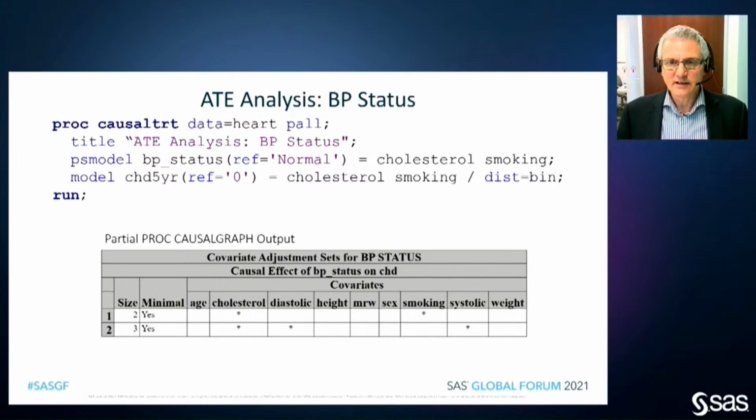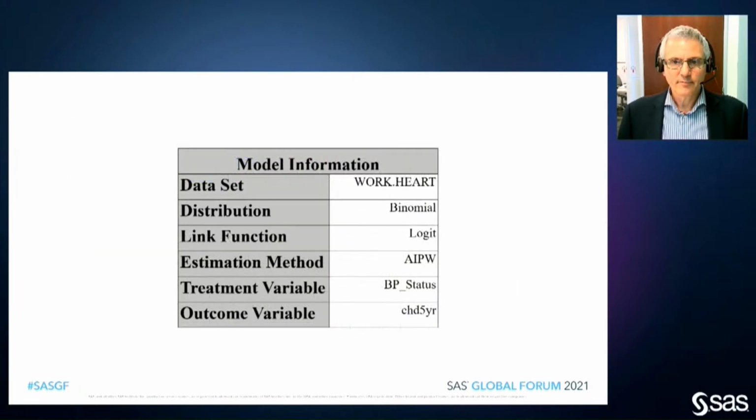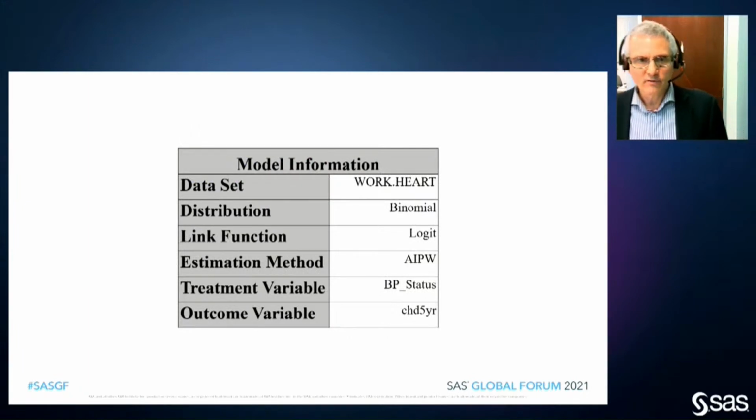Suppose we want to estimate ATE for blood pressure status. Recall from our PROC CAUSALGRAPH analysis that a valid minimal adjustment set contains cholesterol and smoking. We specify cholesterol and smoking as inputs in both the model for treatment assignment on the PS model statement and the model of the outcome on the model statement. The PALL option on the PROC CAUSALTRT statement requests all output tables, some of which are not displayed by default, but we're not going to go through all of them.